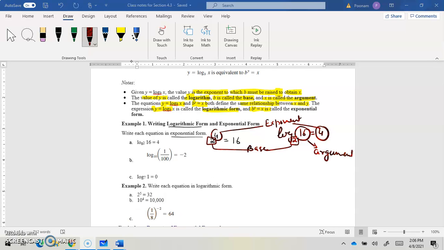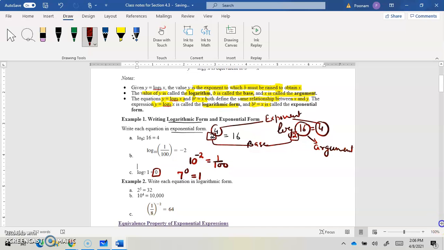Let's look at part B. For the given logarithmic equation, you have to write an exponential equation. Log of 1 by 100 with base 10. So what should 10 be raised to? 10 should be raised to negative 2 to get 1 by 100. Part C, the base is 7. So 7 raised to the exponent 0 is equal to 1. So these are your exponential equations for the given logarithmic equations.